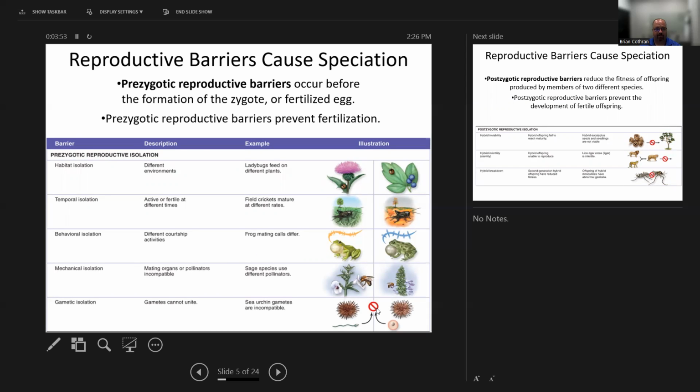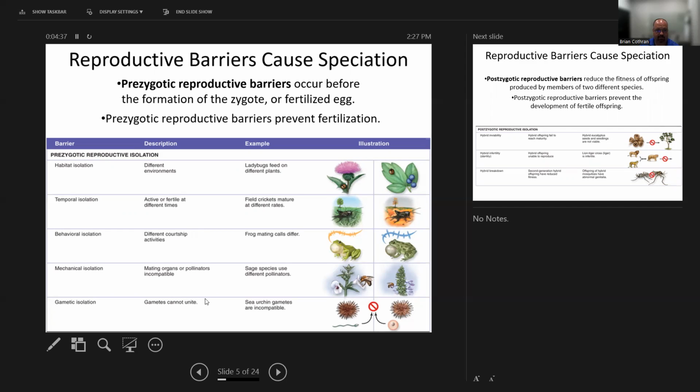These prezygotic reproductive barriers occur before the formation of the zygote or fertilized egg. So in other words, it prevents fertilization. So you have habitat isolation, where again, you have different environments. The ladybugs feed on different plants depending on what side of the world they're on. Temporal isolation, active or fertile at different times. Field crickets mature at different rates, which means they reproduce at different rates. Behavioral isolation, different courtship activities, such as a frog's mating calls. Obviously, they're not going to mate with each other if they have a different call.